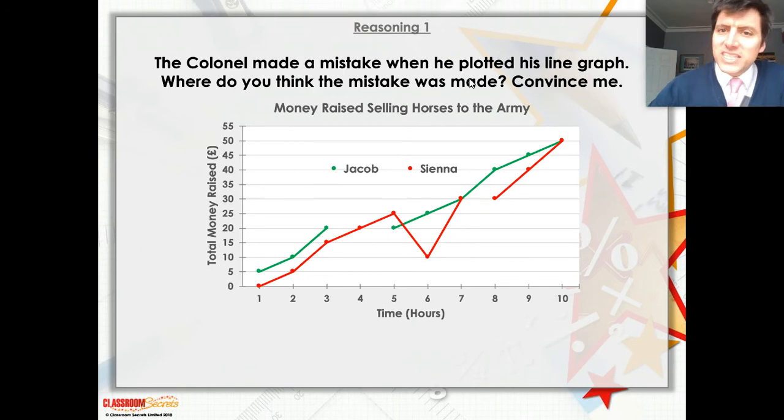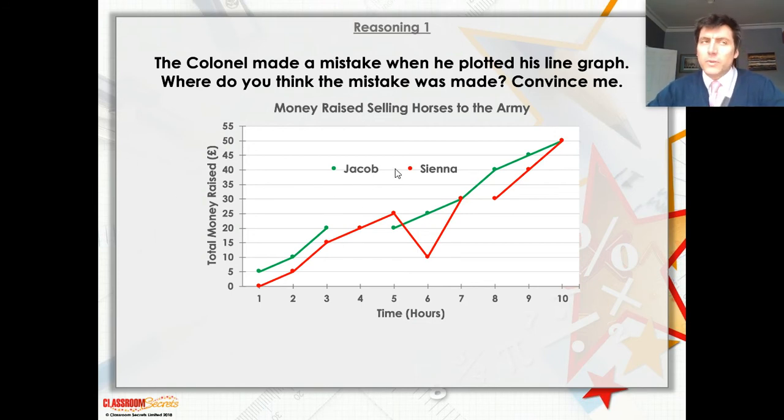Okay, the Colonel made a mistake when he plotted his line graph, so let's pretend that the Colonel was very interested in presenting data. Where do you think the mistake was made? Convince me. Okay, so this is his money selling, like we've linked that in our history. Horses being sold to the army. So this is his data. He looks at the total money raised.